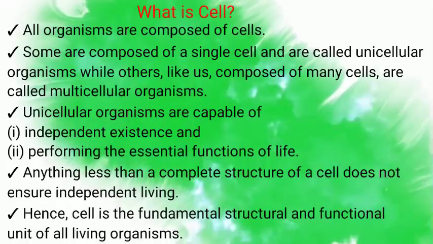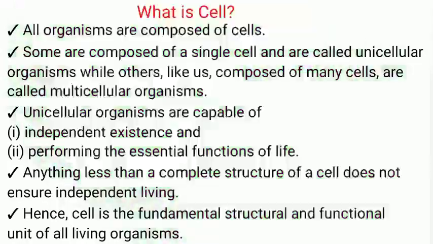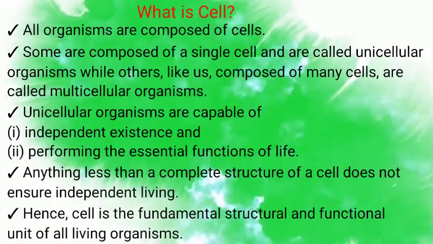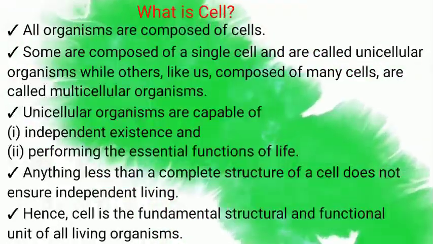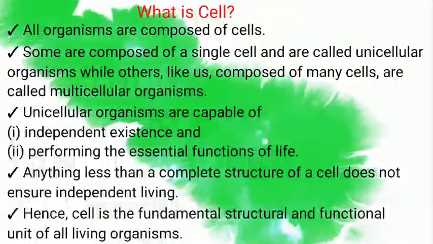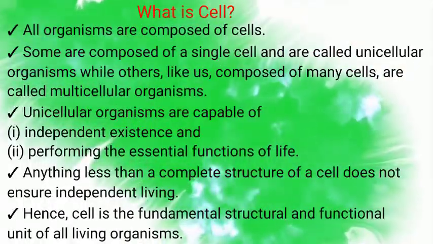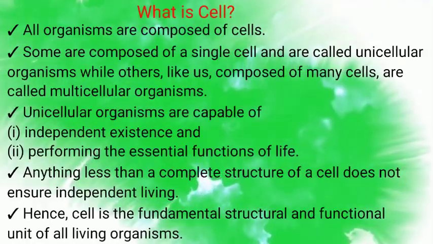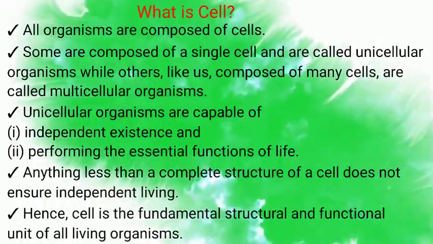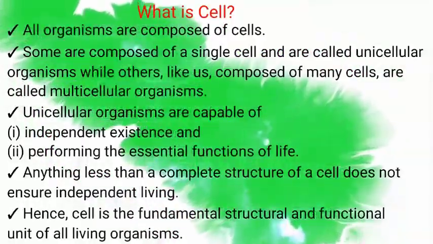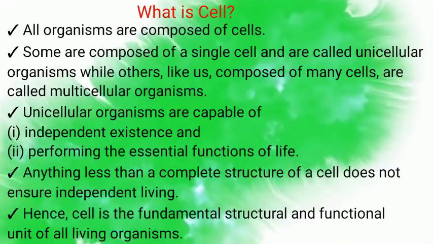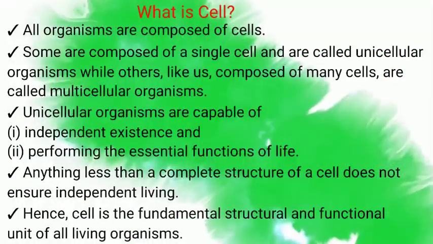All organisms are composed of cells. Some are composed of single cell and are called unicellular organisms, while others like us composed of many cells are called multicellular organisms. Here every living organism is composed of cells and some of them are composed of a single cell, called unicellular organisms, and some of them are composed of many cells, which are called multicellular organisms.